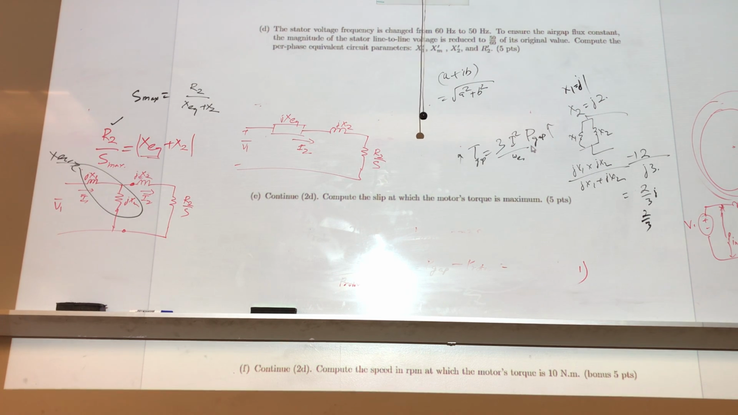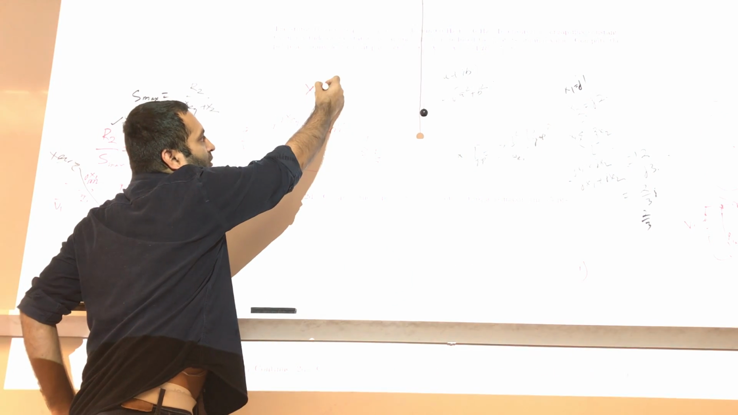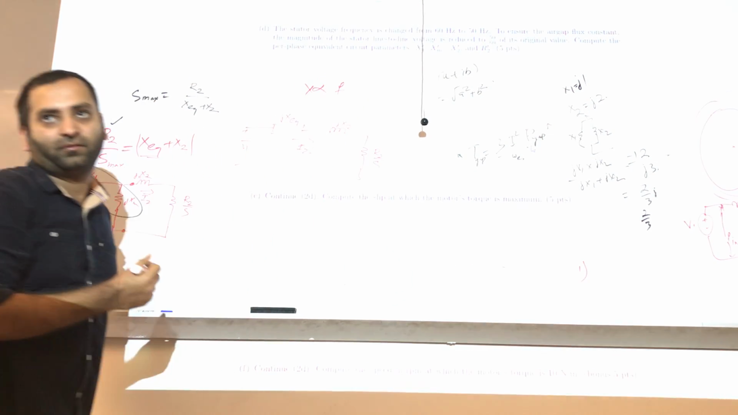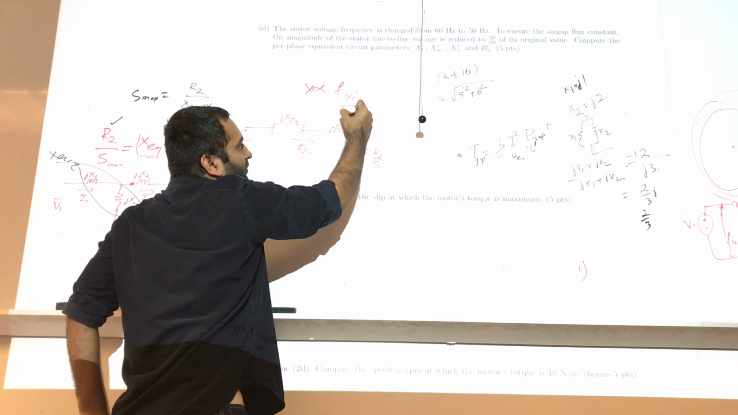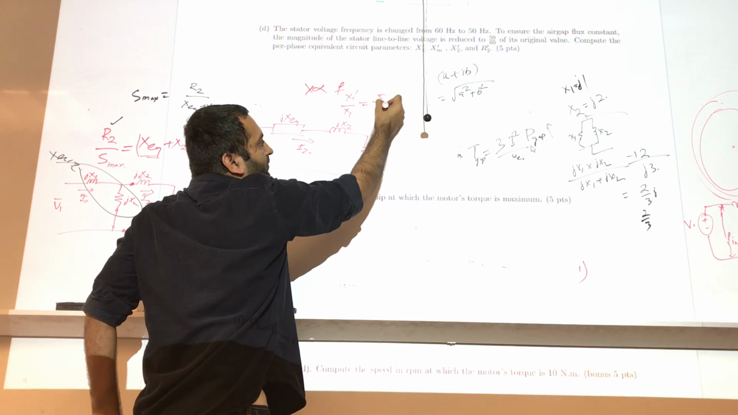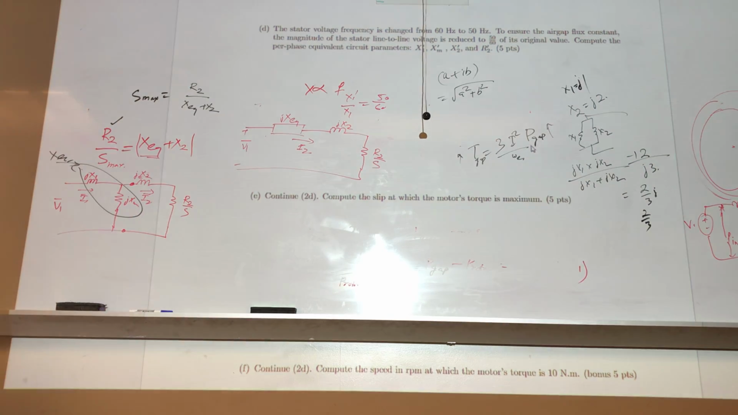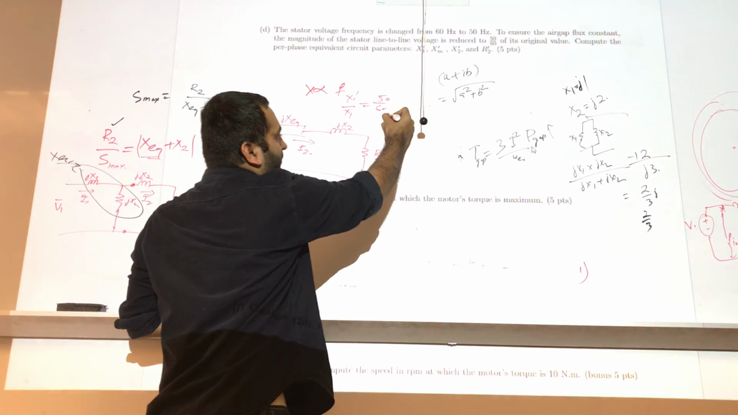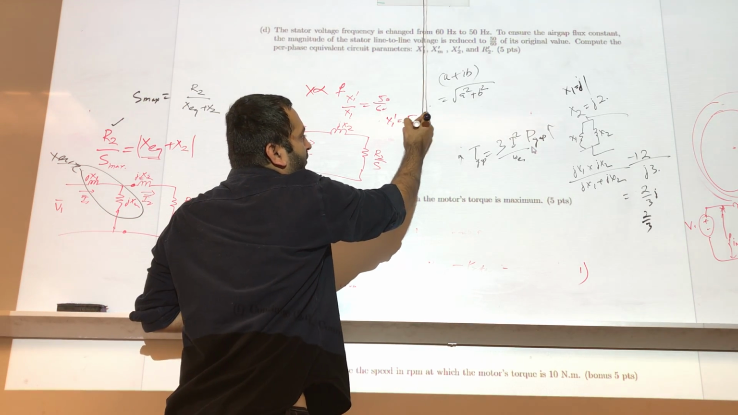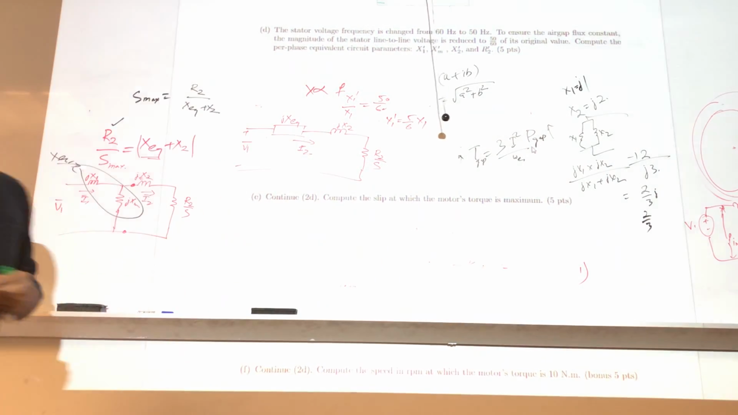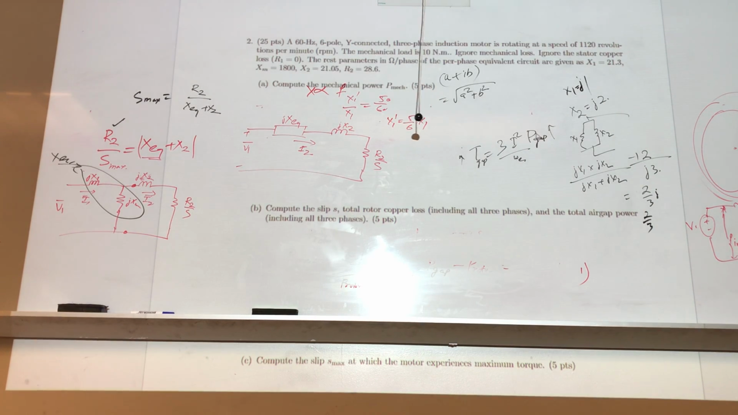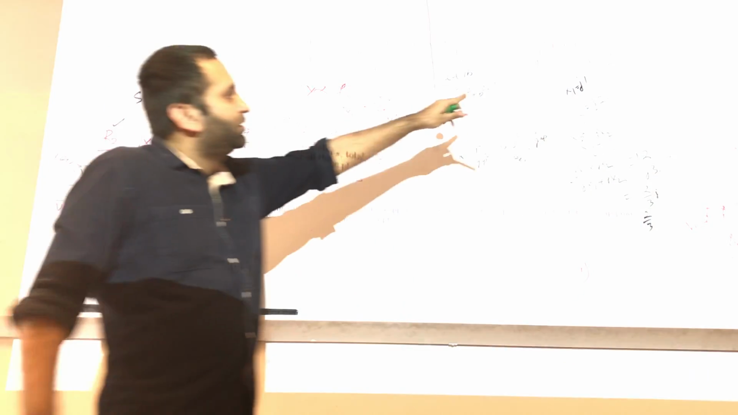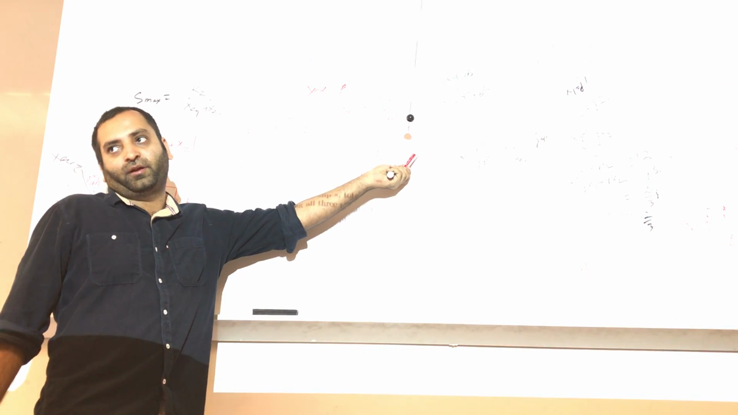Everyone knows this? Yeah, because x is the only thing which depends on frequency, right? So we can just write x1 dash over x1 is equal to 50 over 60. Then we can find x1 dash equals 5 over 6 x1. So whatever the x1 is given in the previous question, if you multiply it by 5 over 6, you'll get the answer.